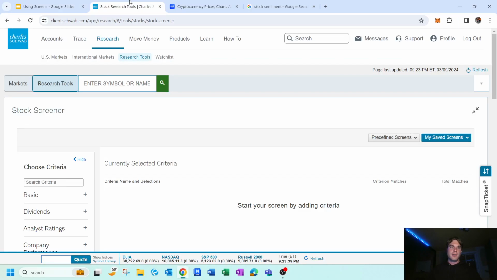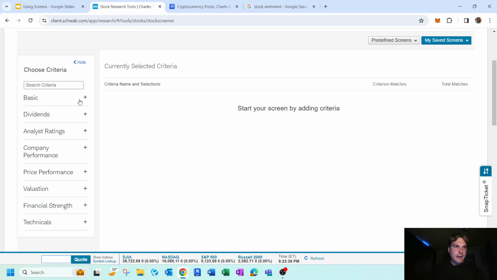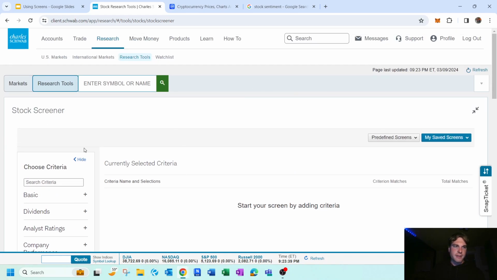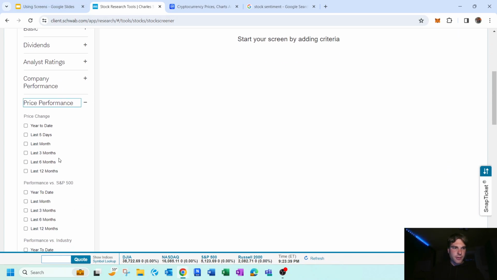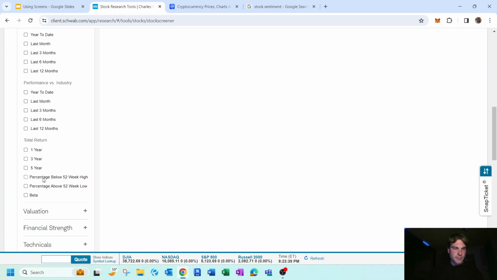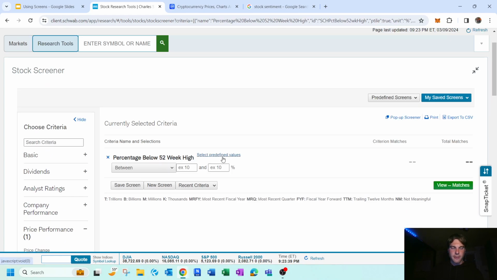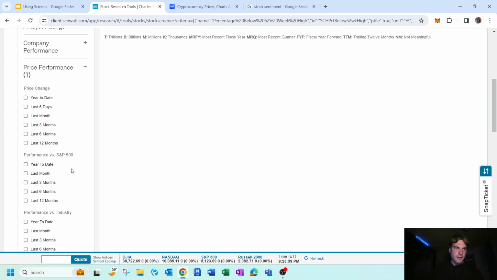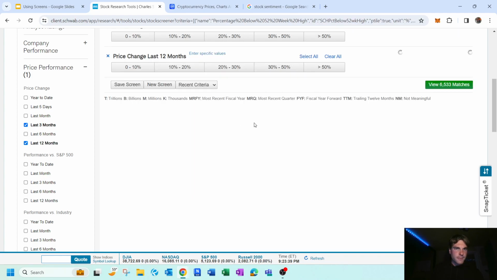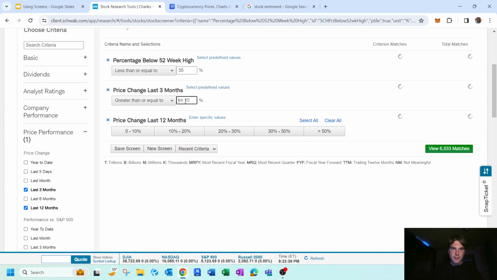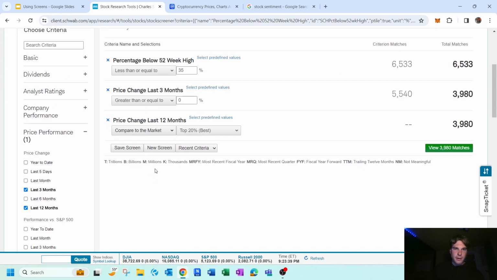And then if we go to Charles Schwab, you can really see how robust this stock screening tool is. So if we're going to go over here, let's go to price performance. So percentage below 52-week high. We're going to go over here. We're going to enter our specific value. We want to make sure it's less than 35%. Then we want to make sure that our price change over the last 3 months and last 12 months, I want to make sure both of these are greater than or equal to 0, and then greater than or equal to 0.